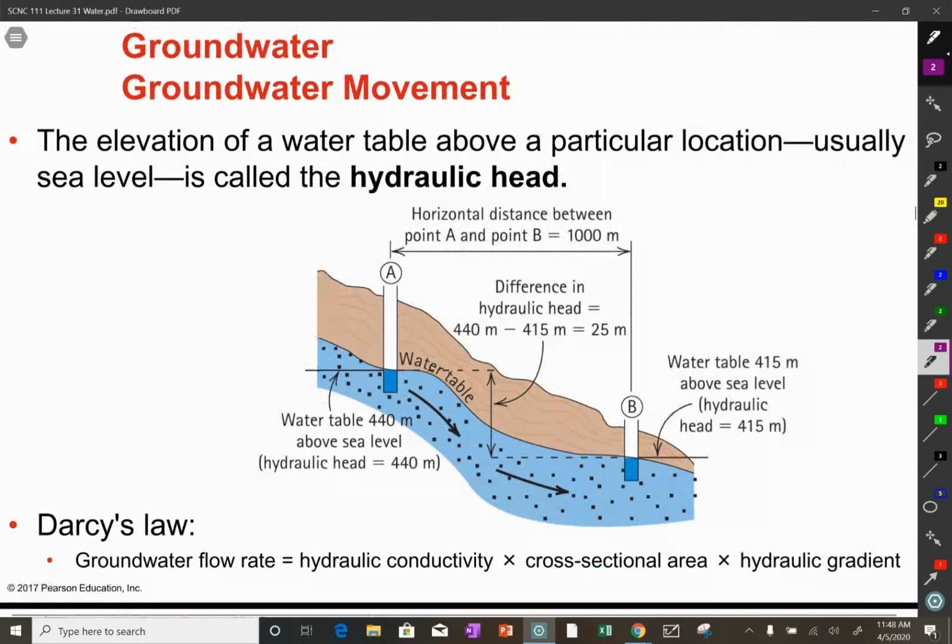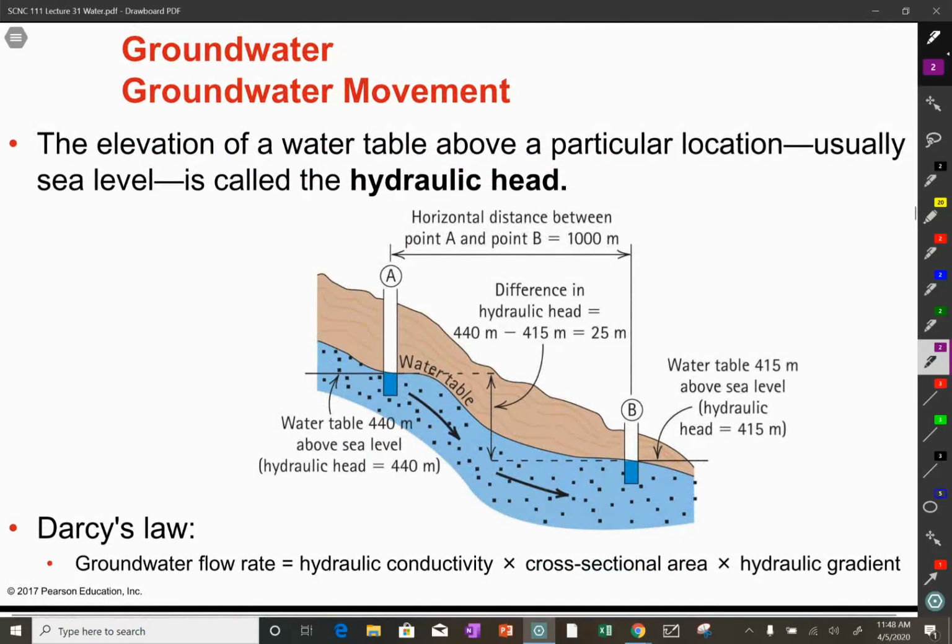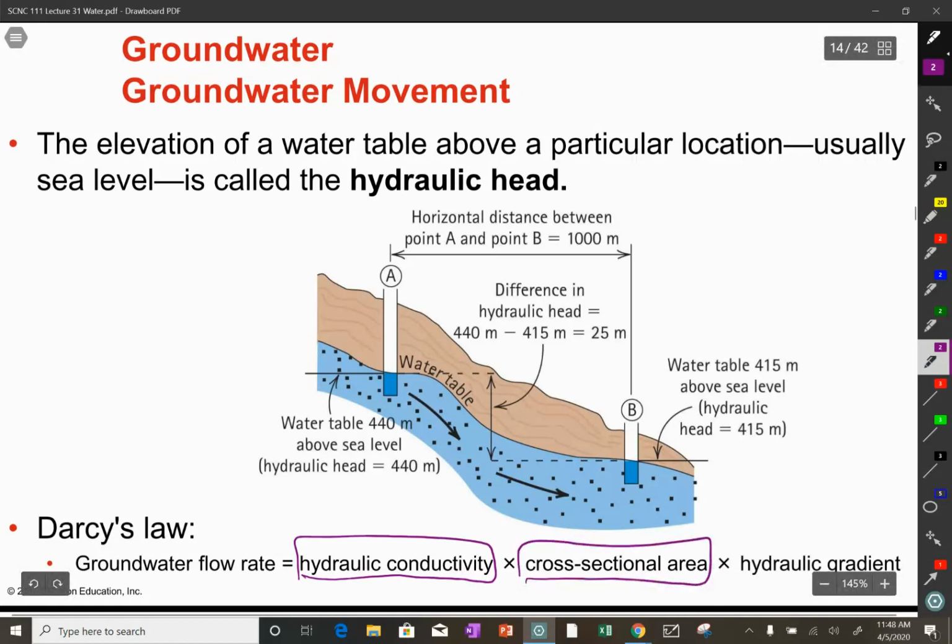Now, you do not have to know this, Darcy's law, but we talked about the water pressure dropping because of going through the rock. And so the groundwater flow rate is calculated by taking the hydraulic conductivity, that is how permeable the rock is, times the cross-sectional area, the area that's going through, and then finally the hydraulic gradient. The hydraulic gradient is the difference in elevation between the starting and ending points.